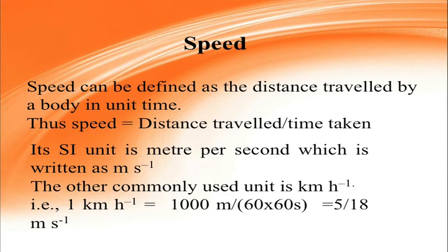So, the formula of speed is equal to distance travelled upon time taken. The SI unit of speed is meter per second. Similarly, the other commonly used unit is kilometer per hour, and we can convert 1 kilometer per hour to meter per second. 1 kilometer is equal to 1000 meter and 1 hour is equal to 60 into 60 second. By solving it we get 5 upon 18. So, 1 kilometer per hour is equal to 5 by 18 meter per second.